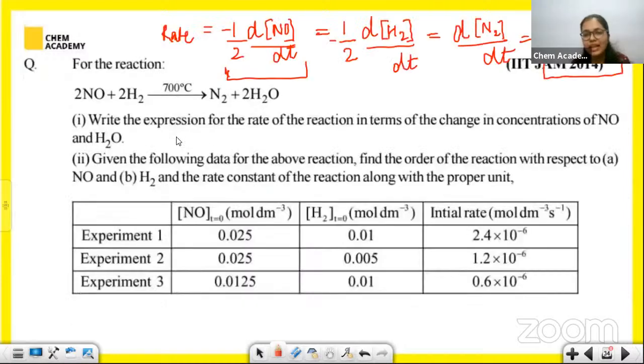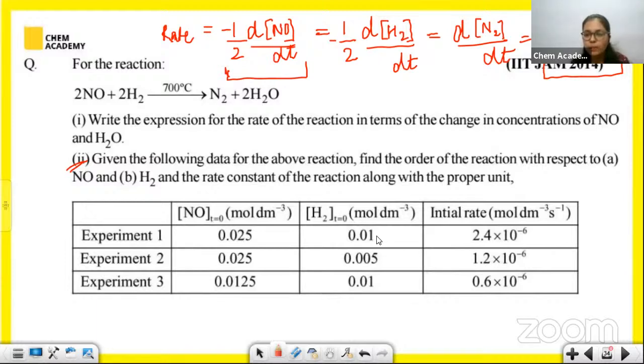Now moving to the second part of the question, it says, now given the following data for the above reaction, find the order of the reaction with respect to A, NO and B, H2 and the rate constant of the given reaction with proper unit. Now we have to find out the order of reaction with respect to NO and H2. How do we do that? Now first of all, to find out the order with respect to NO, we will find two such values of H2 where it is constant.